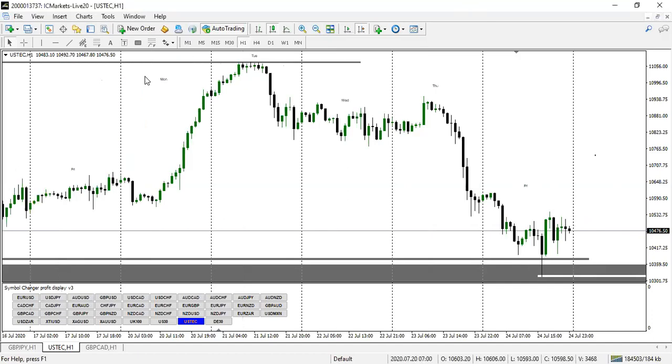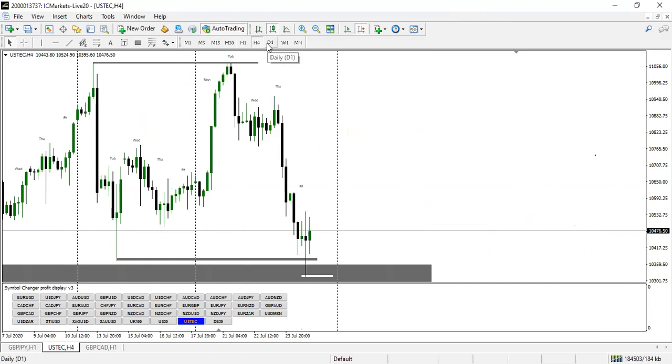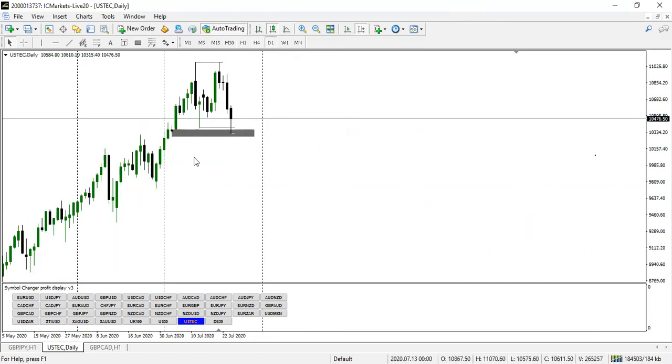So I hope you've learned something. Mark your chart accordingly. Then we expect all these aspects to work out.